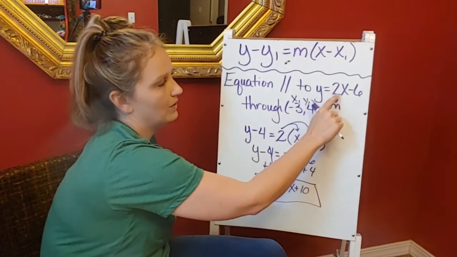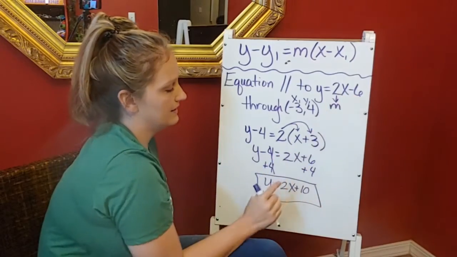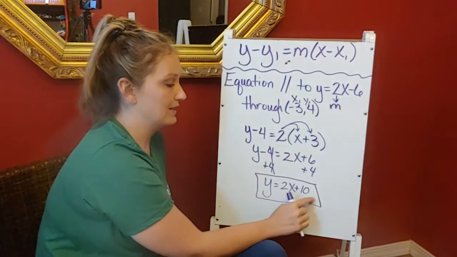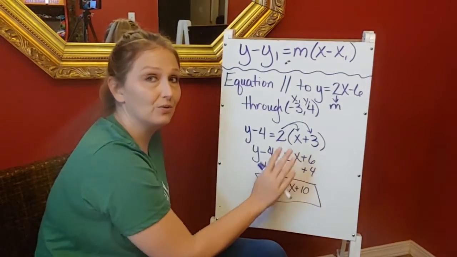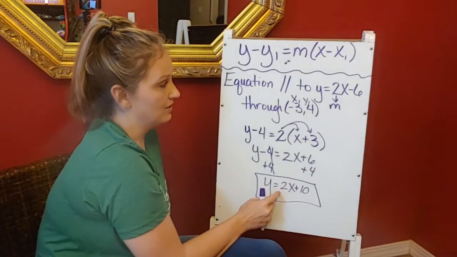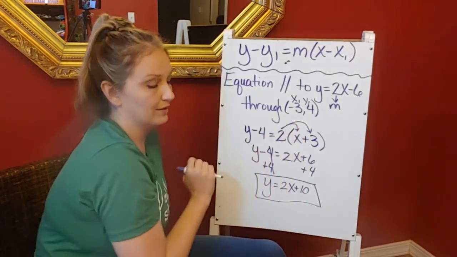So now this equation here, y equals 2x minus 6, and this equation, y equals 2x plus 10, those are parallel to one another. This equation, though, will go through the point negative 3, 4.